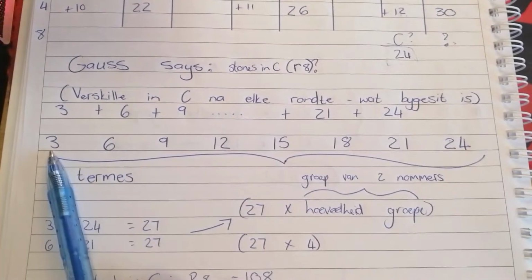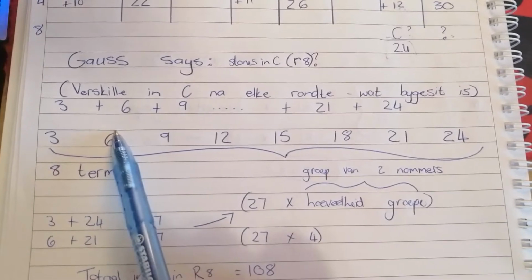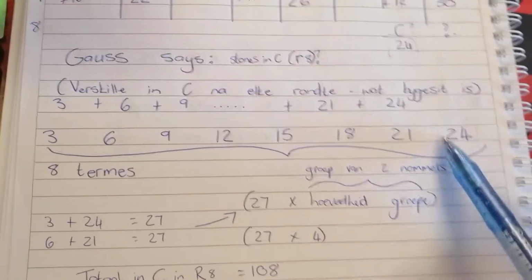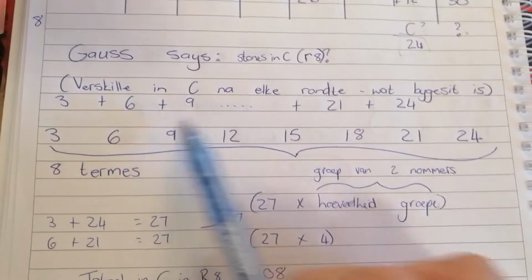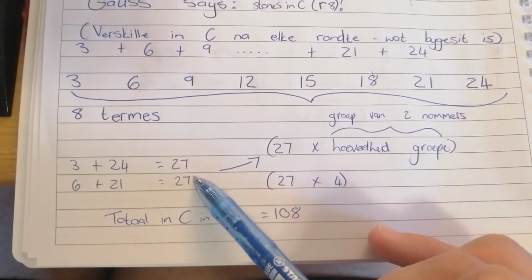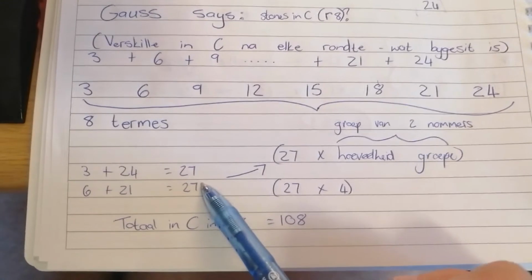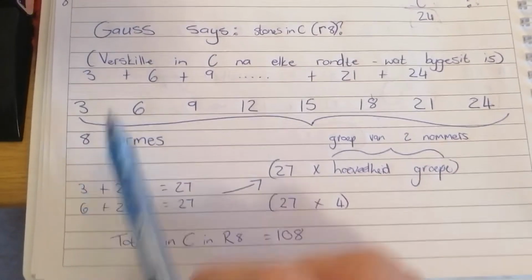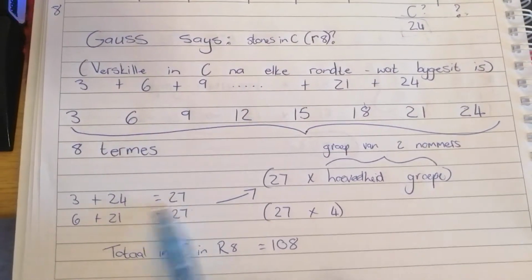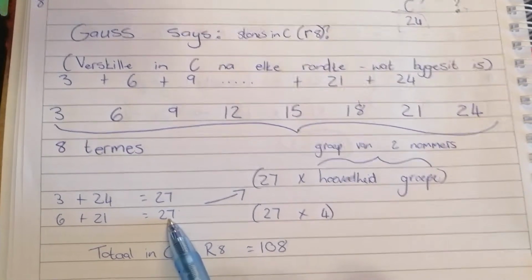Then, you take your first number and you add it to the last number. You take the second number, you add it to the second last number. You take your third number and you add it to the third last number. You will see that it's a constant number that you keep on getting, so you know that you're on the right path. So if you take the first term, 3, and you add it to the 24, you get 27. If you take the second term and add it to the second last term, you get 27. So you know you're on the right path.